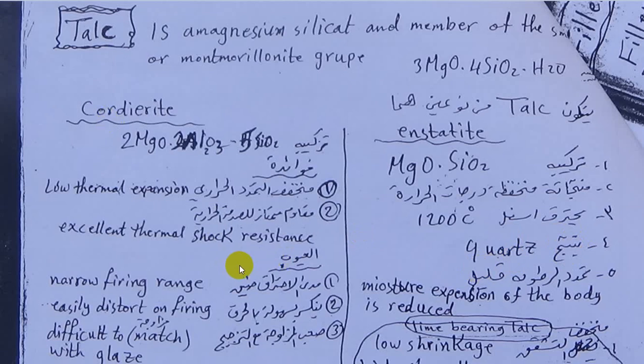For the cordierite, the disadvantages can be listed as follows: no firing range, or a high firing range, as well as being easily distorted in firing, and difficult to match with the glaze. It will easily be distorted with the firing or calcination, as well as difficult to fit with the glazings.